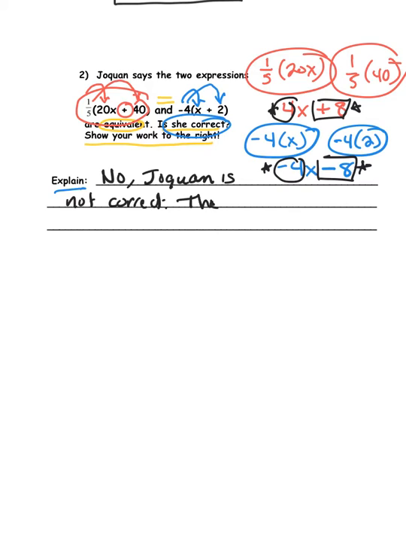The coefficients, meaning the numbers in front of the variables, and the constants, meaning the numbers without the variables, are opposite. So take a moment to write that, and then we'll move on to the next question.